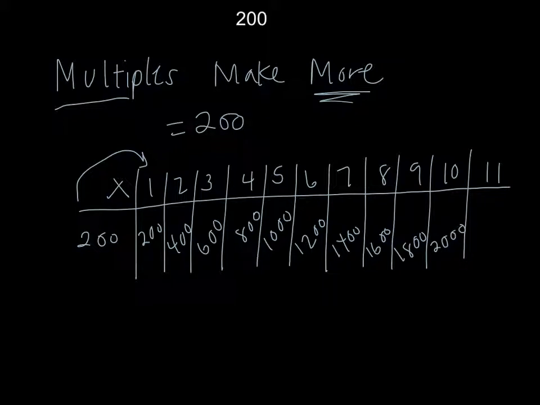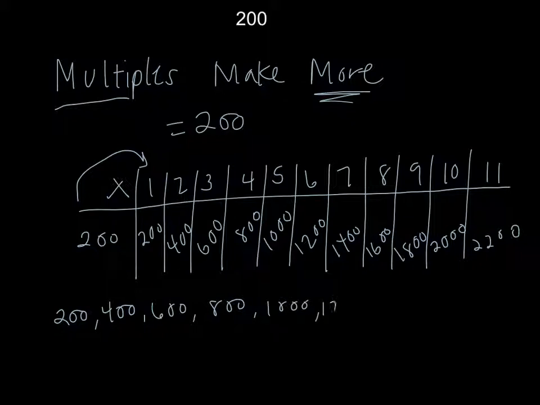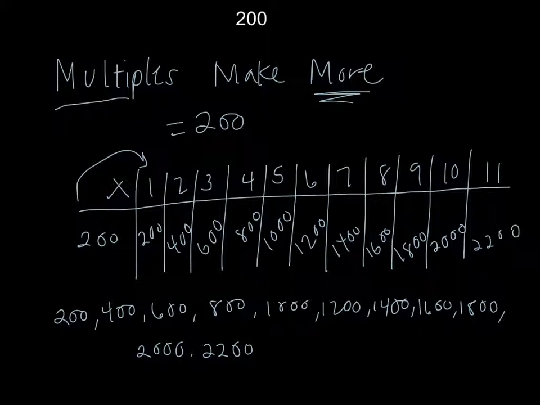using my power of 10 there. And 200 times 11 would be 2,200. So I could list out my multiples, and I could have kept going and going forever, but I'm going to stop at the first 11 multiples. And remember that the first multiple of a number, 200, for example, is always going to be itself.